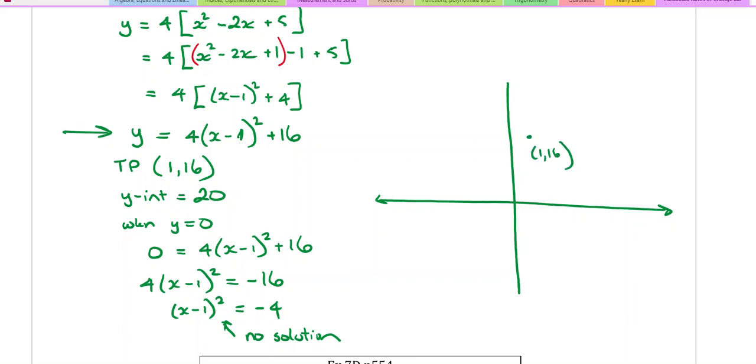My parabola is going to be concave up because it was a positive in front of my x squared. And my y-intercept we worked out was 20.